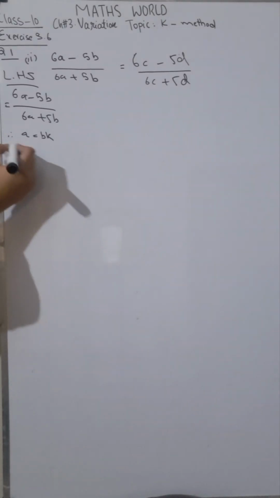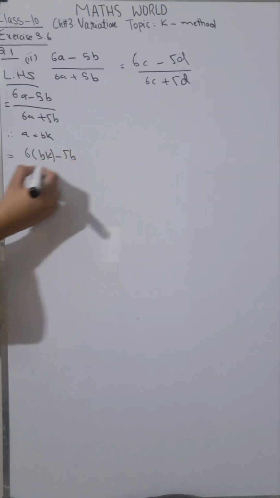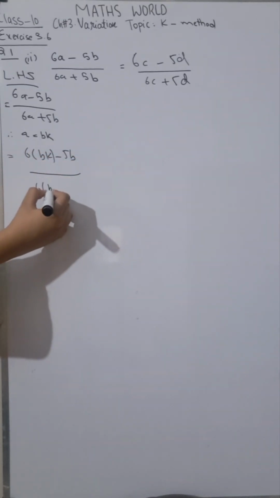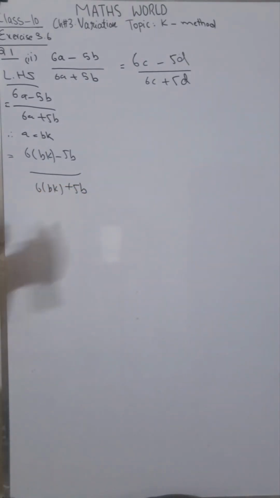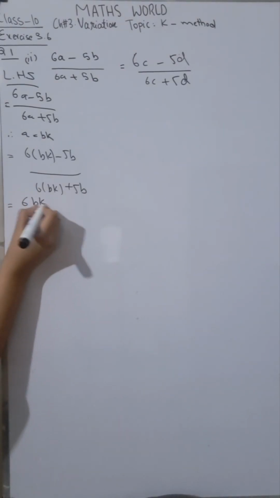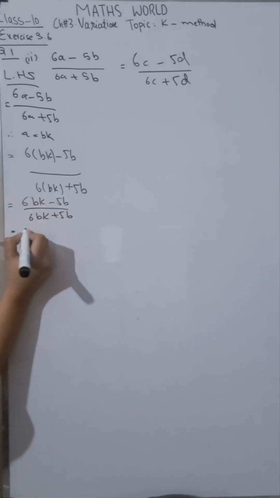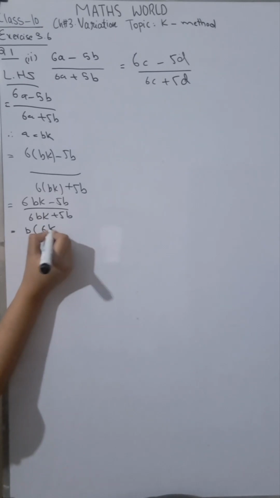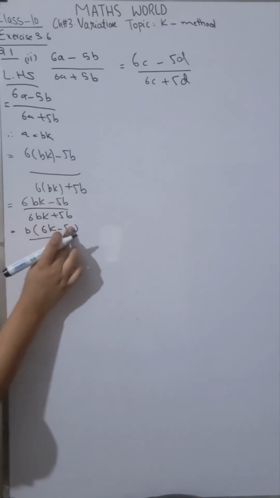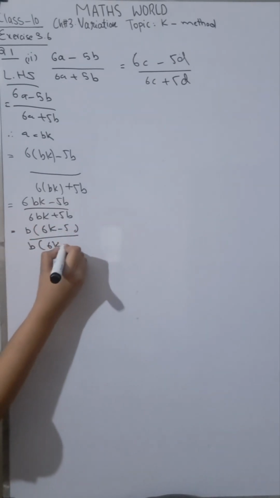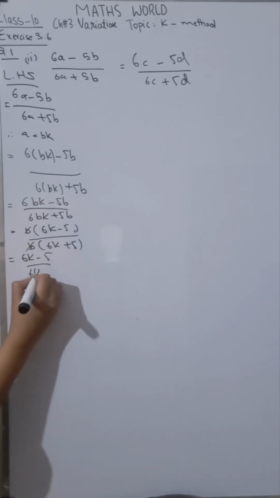So now putting in the values: 6BK minus 5B divided by 6BK plus 5B. Taking B common, you get B times (6K minus 5) divided by B times (6K plus 5). B cancels. The answer is (6K minus 5) divided by (6K plus 5).